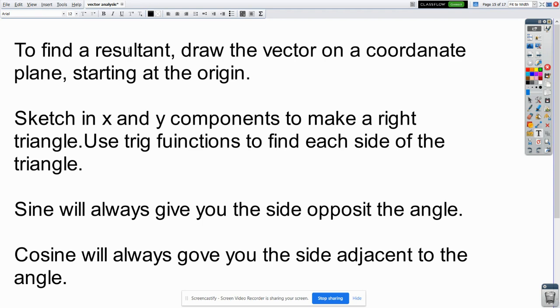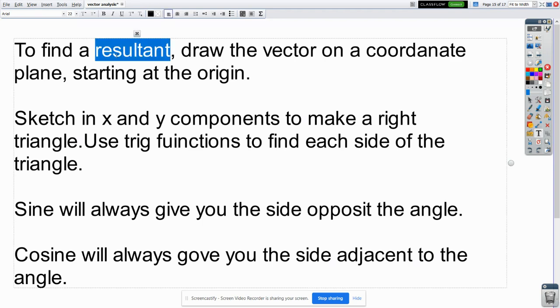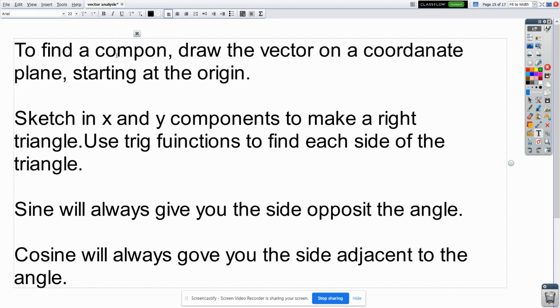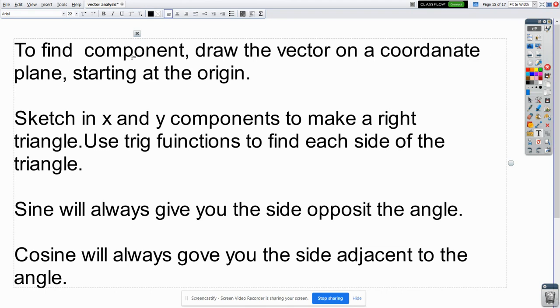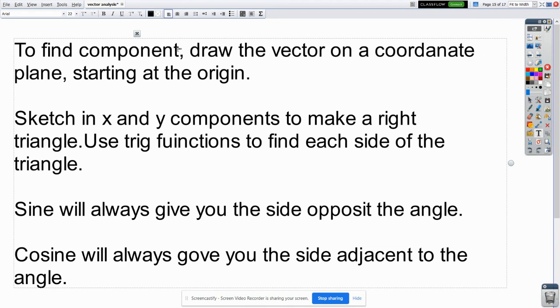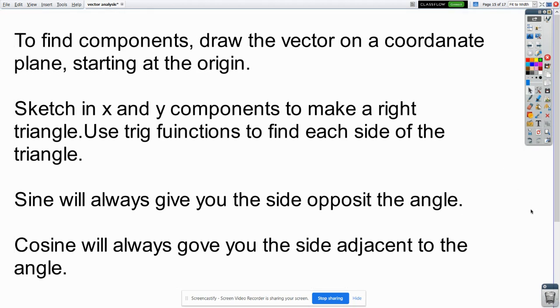All right, this should say component. Find components. Draw the vector on the coordinate plane starting at the origin, so whatever one you're given, draw it from the origin of a coordinate plane. Again, it doesn't really matter if you get the angles and the lengths correctly because scale isn't important for this. You're going to use math to figure everything out.